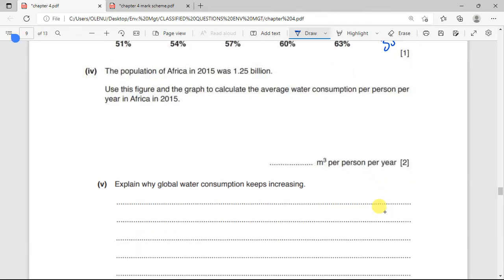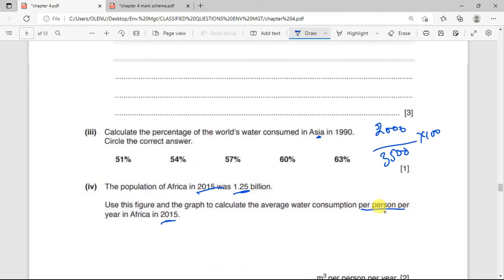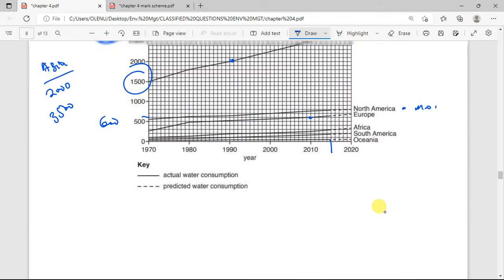Now the population of Africa in 2015 was 1.25 billion. Now use the figure. Let me clean this so that you see it well. 1.25 billion. Use this figure and the graph to calculate the average water consumption per person in 2015. So let's look at 2015 again. In Africa now, 2015, this is Africa here.